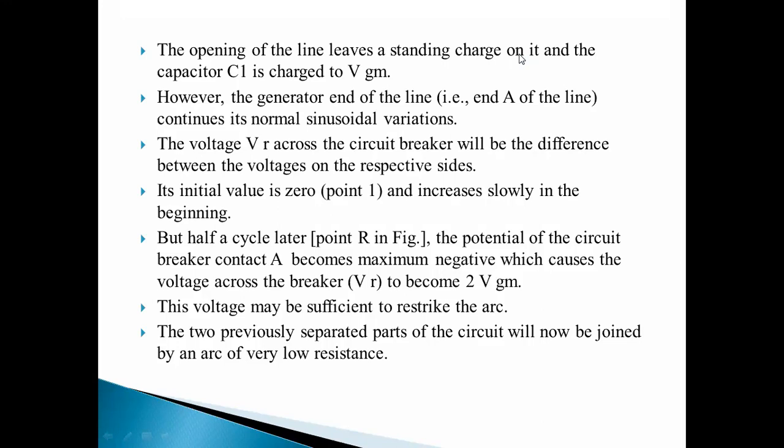Okay, now however the generator end of the line continues its normal sinusoidal variations. Means what happens, when capacitor C1 gets charged up to the maximum voltage of the generator, that time the generator end of the line continues its normal sinusoidal variations. Means still your line is disconnected, but it is supplied from the generator only, right?